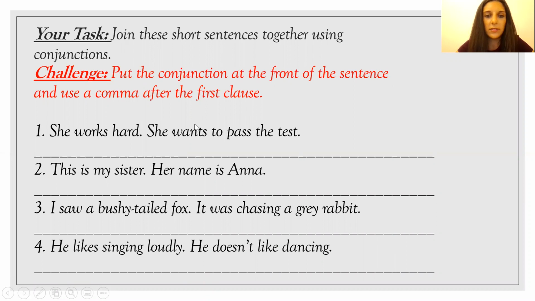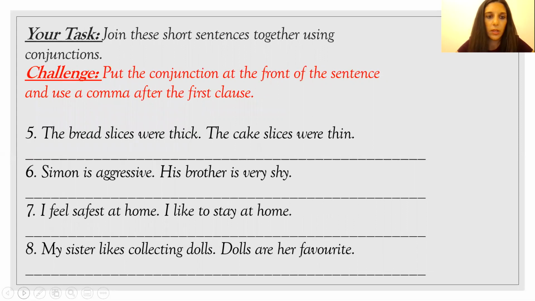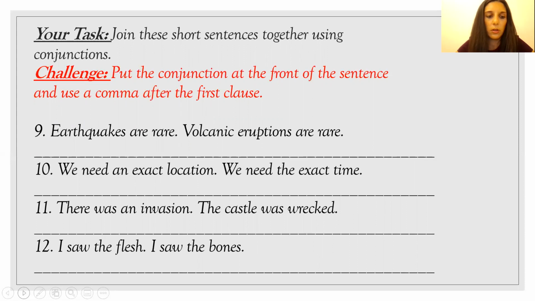So we've got short sentences here. You need to rewrite the sentence so that it is just one sentence with a conjunction. The conjunction may be at the beginning of the sentence or it might be in the middle of the sentence. You need to make sure you would choose the appropriate conjunction so that it sounds correct. There are 4 more on this page and 4 more on this page.